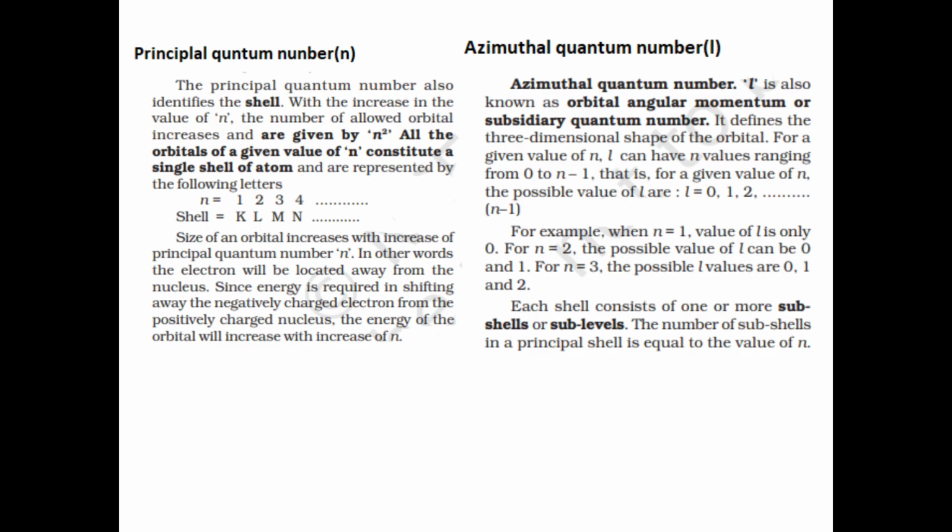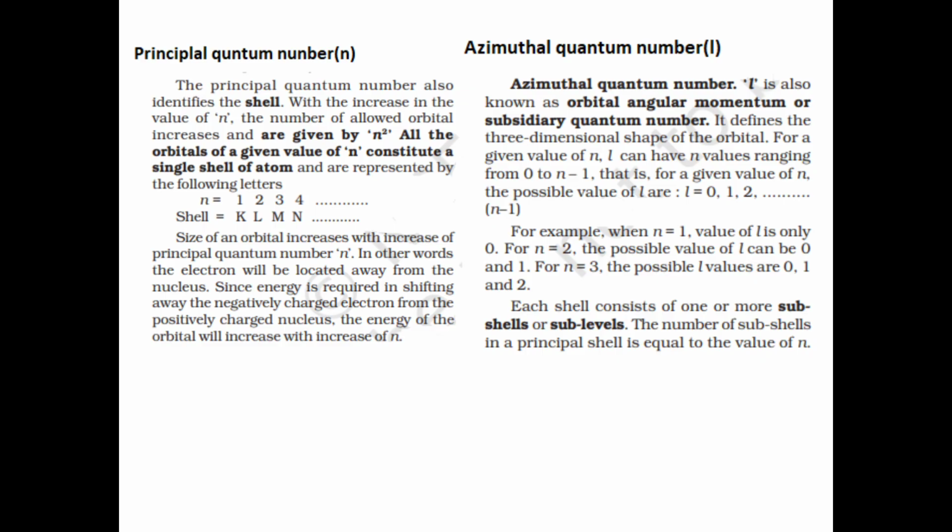The size of an orbital increases with the increase of the principal quantum number. In other words, the electron will be located farther from the nucleus, since energy is required in shifting the negatively charged electron away from the positively charged nucleus.